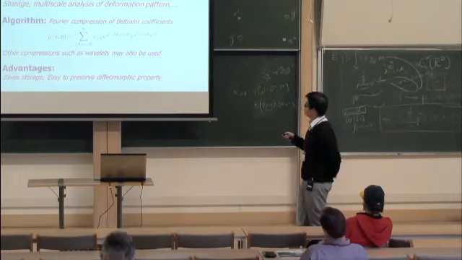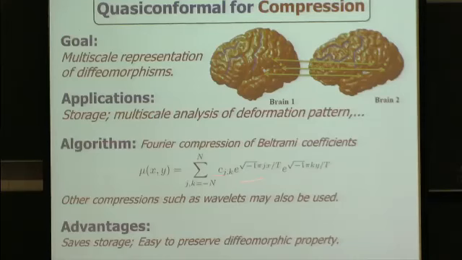And then we can use anything you like, for example wavelets. Here we use the Fourier decomposition of the Beltrami coefficient into a Fourier series. The good thing is that if we do the Fourier decomposition, we can easily enforce the constraint. But if we do the Fourier compression on the coordinate function, the diffeomorphic properties of the mapping will easily be lost. So the advantage of this algorithm is that it can easily preserve the diffeomorphic properties.